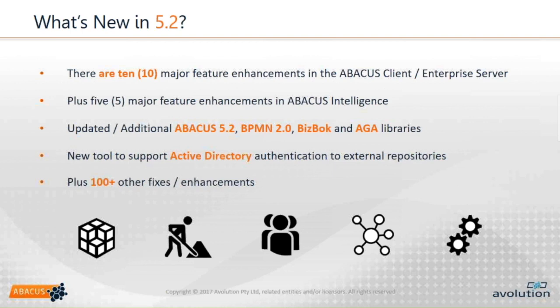So as for 5.2, it builds on obviously the existing ABACUS toolset that we have. I'm going to outline 10 major features that go into the client for ABACUS today, but there are over 100 that go into that alone. There's also 5 major feature enhancements I'll talk about in ABACUS Intelligence, which is our dashboarding section. There's been a number of updates to ABACUS libraries. I'll just touch on some of those that are a bit more significant. So there's our own ABACUS library, as well as BPMN, BizBoc, and we also include the Australian Government Architecture Framework. That's very similar to the FIAF framework that's used in the US.